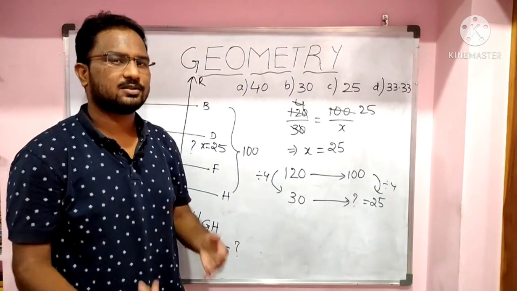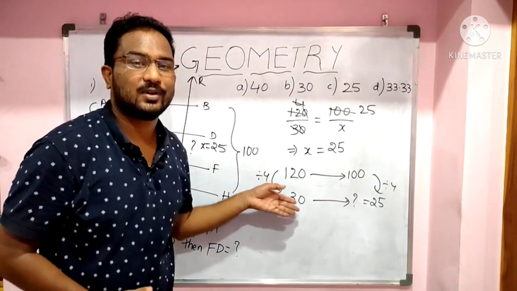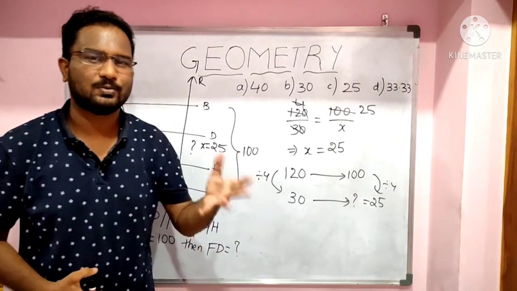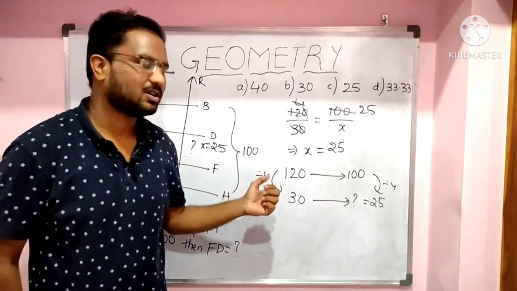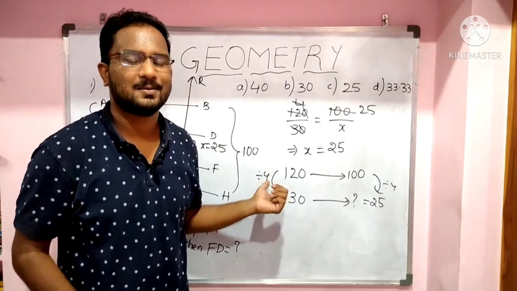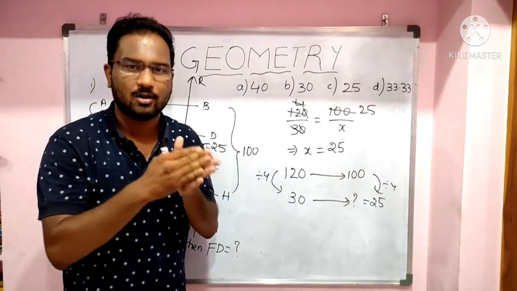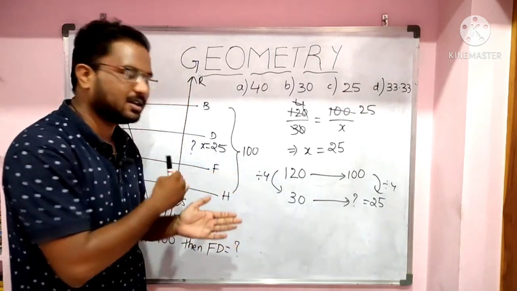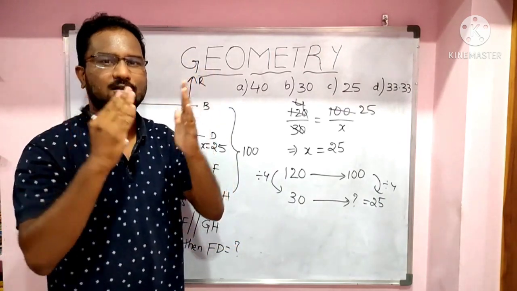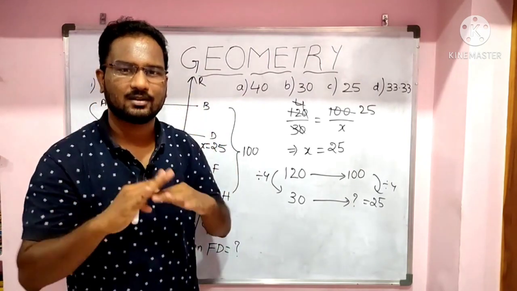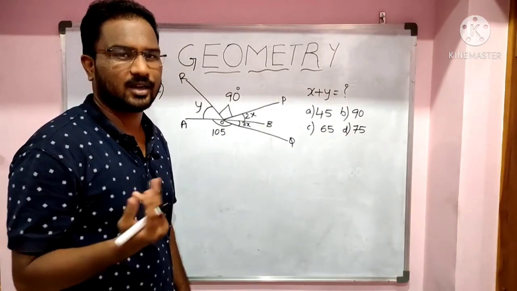You may ask me, what is the quickest approach? I think it could be solving the problem without using pen and paper. If 120 becomes 100, then 30 becomes how much? 120 by 4 is 30, 100 by 4 is 25. That's it. Second question.